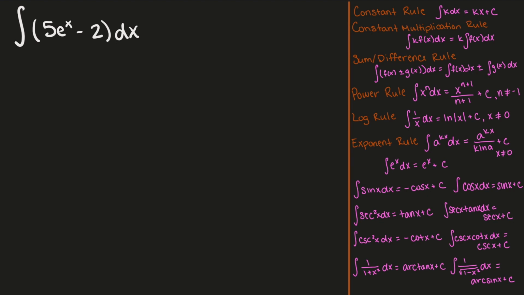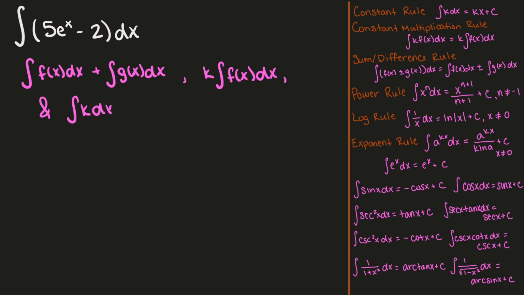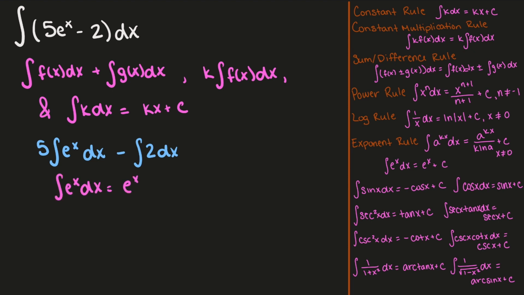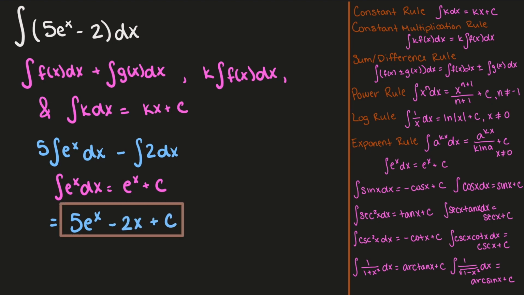Next we have the integral of 5e to the x minus 2. So we'll use our sum and difference rule to break these up, our constant multiplication rule to bring that k out to the front, and our constant rule to find the integral of a constant. So we can rewrite this as 5 times the integral of e to the x dx minus the integral of 2 dx, and then this will solve. We know that the integral of e to the x dx is equal to e to the x plus c. So we can solve this and write 5e to the x minus 2x plus c as our answer.